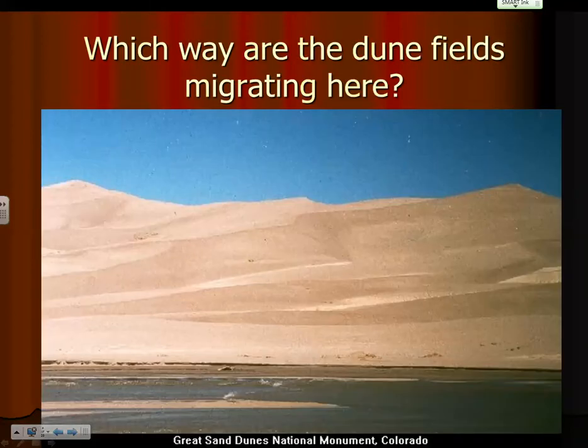Now here's a photograph of the Great Sand Dunes National Monument in Colorado again. And the question is, which way are the dune fields migrating here? Which has to do with the prevailing winds. So if we just map out one particular dune, here's a nice one over here. Can you see how there's a steeper side on the right and a less steep side on the left? This is your windward side, and this is your slip face side, the leeward side. So the wind is coming from this direction, and it's moving the dune to the right.